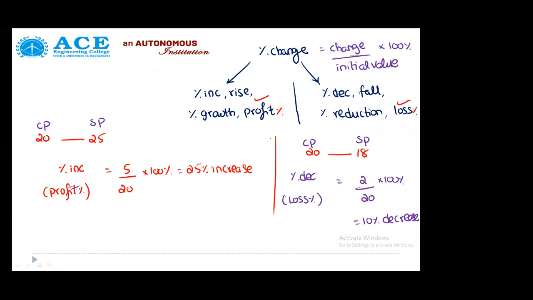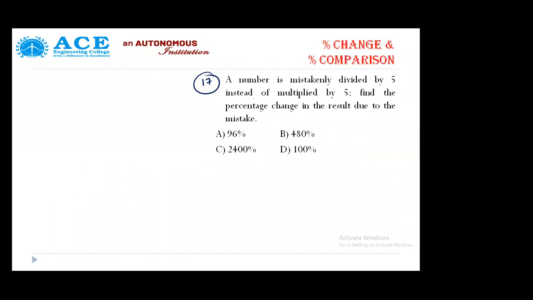Now, we'll start with one good application here. See the 17th question. A number is mistakenly divided by 5 instead of multiplied by 5. Suppose the number is 10. You divide by 5, the result is 2. Multiplied by 5, the result is 50. This is wrong, mistakenly done. This is the correct one. 2 is the wrong one, 50 is the correct answer, right?